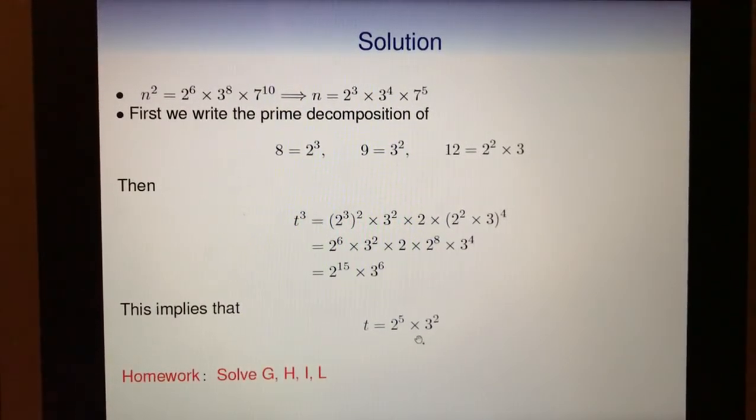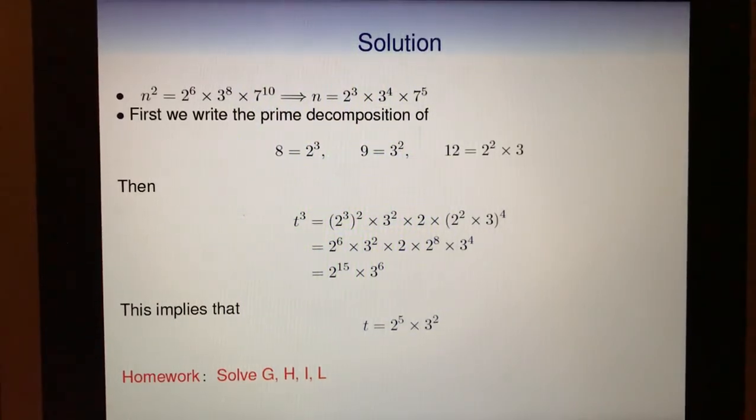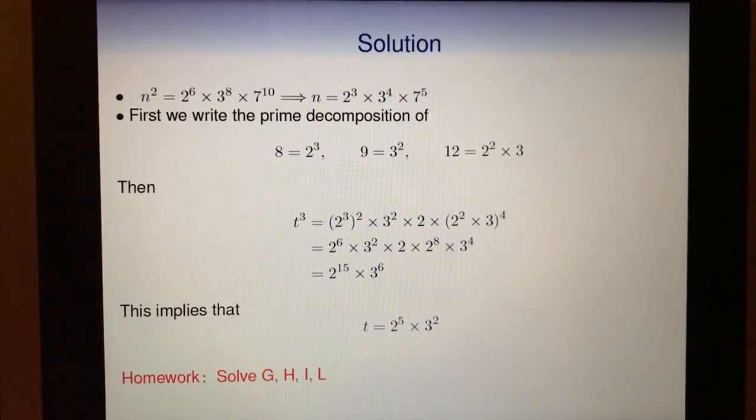So please try to solve G, H, I and L, and we will solve them in the next video.